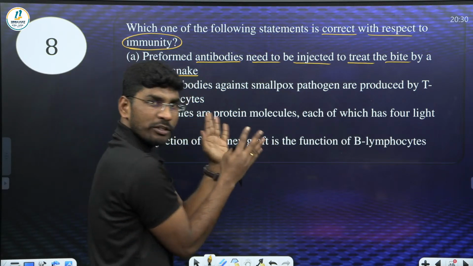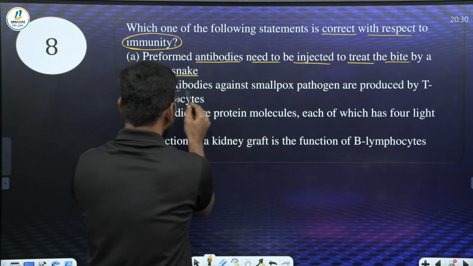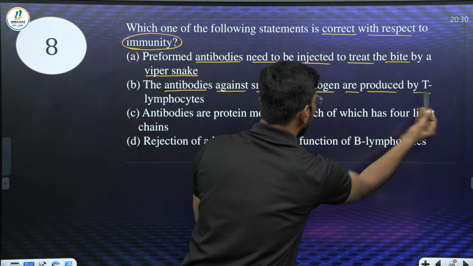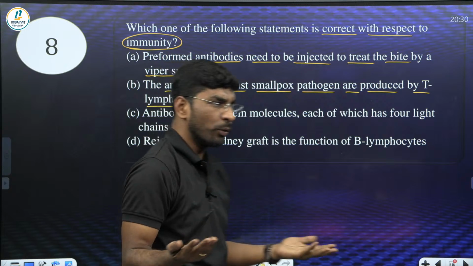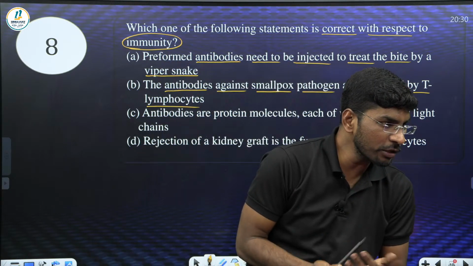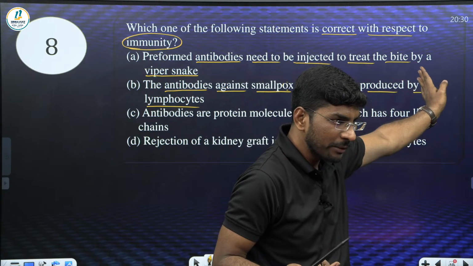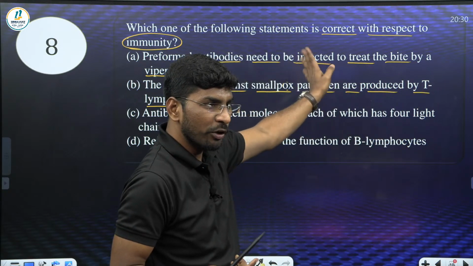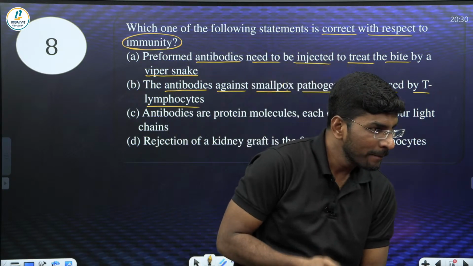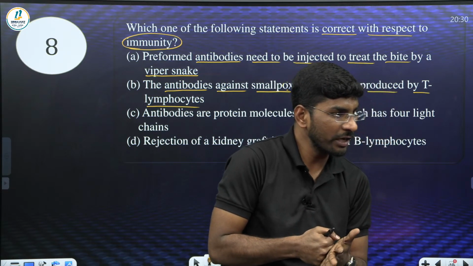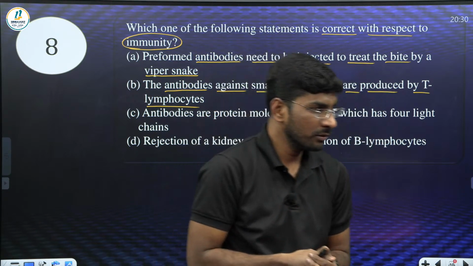What's wrong in B, beta? The antibodies against smallpox pathogen are produced by T lymphocytes. Okay, fine. What's wrong in the B option? I am not getting it. Any one of you tell me. B option also correct, right? Anyone? Tiwari, anyone beta? Try. What is wrong in B option?